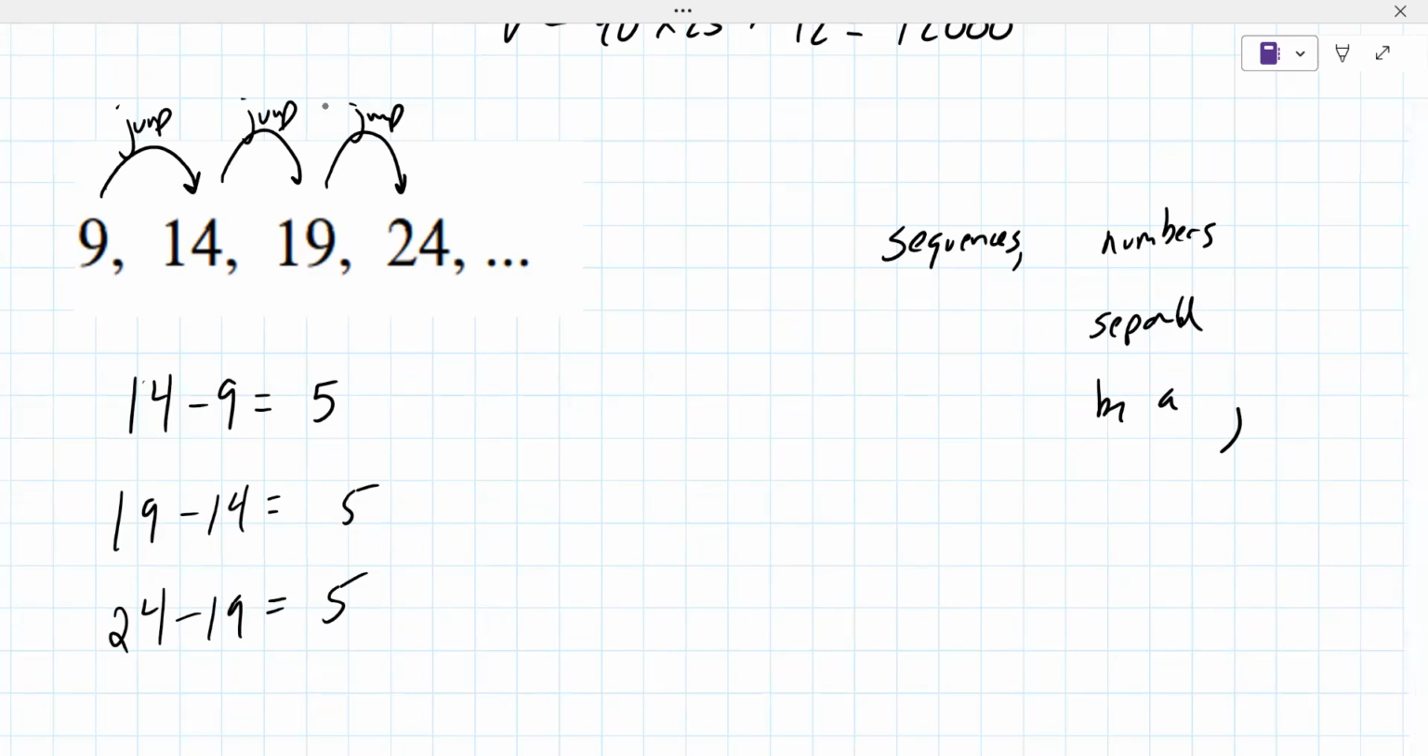So this is arithmetic, but you don't need to know that. You just need to know that the jump, or what's called d, is 5. You're going up by 5 each time. And that's the pattern. Yes, what is the pattern? That's another way to sort of view it.